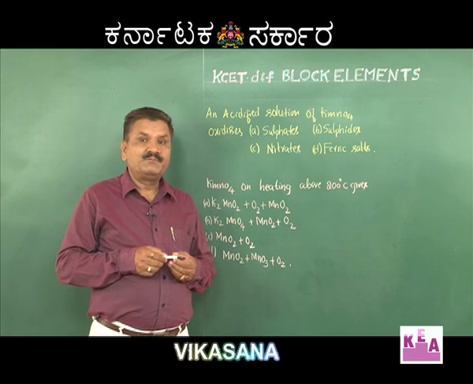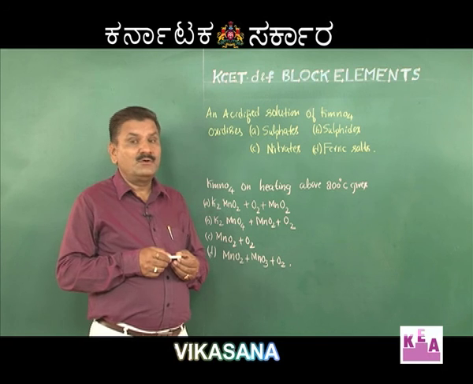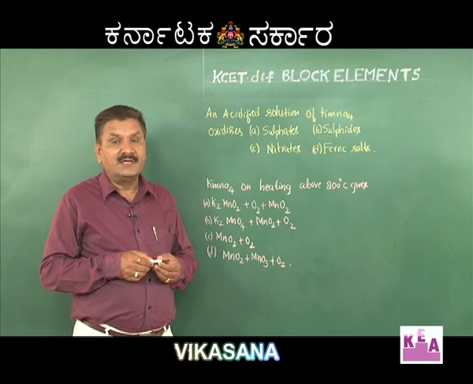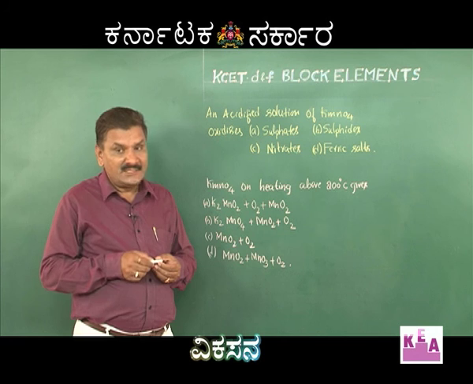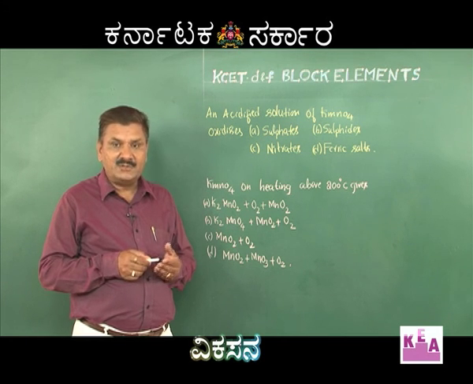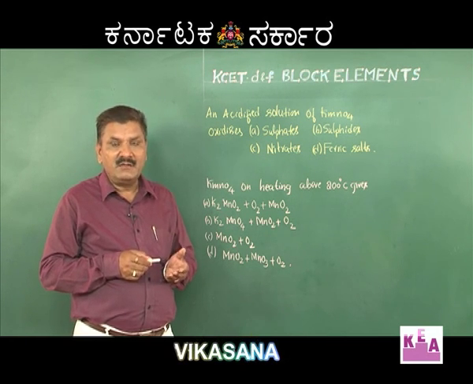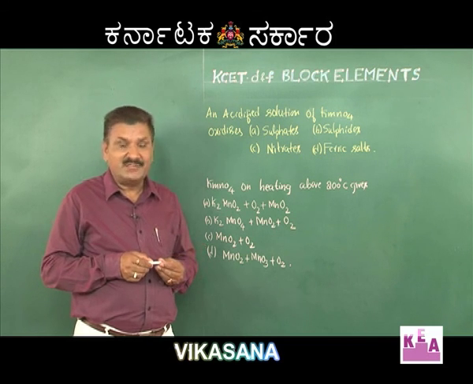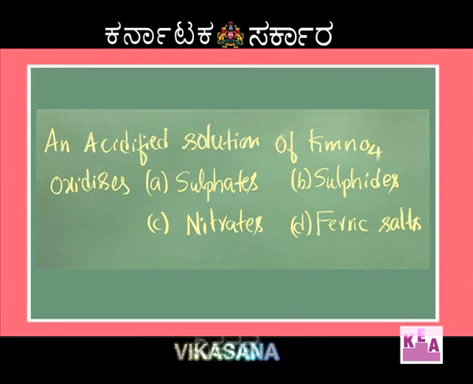Just now I told you, potassium permanganate is also a most powerful oxidizing agent. It can act as oxidizing agent. It oxidizes sulfides to sulfur, iodides to iodine, acidified ferrous sulfate to ferric sulfate, etc. Now we have a question related to oxidizing action of potassium permanganate. Acidified solution of potassium permanganate oxidizes: A, sulfates, B, sulfides, C, nitrates, D, ferric salts.